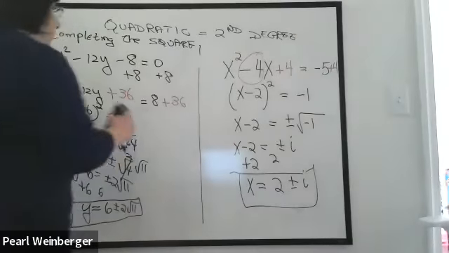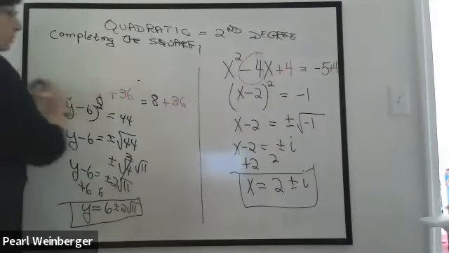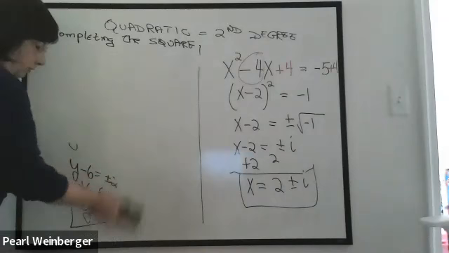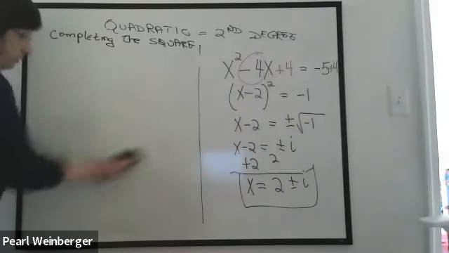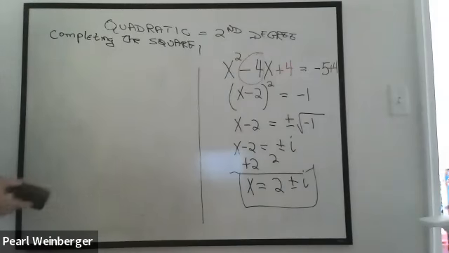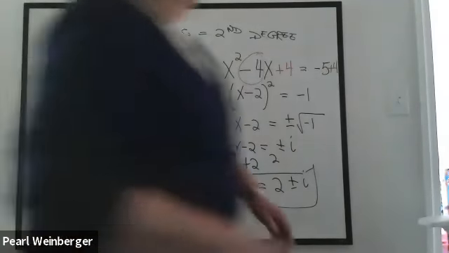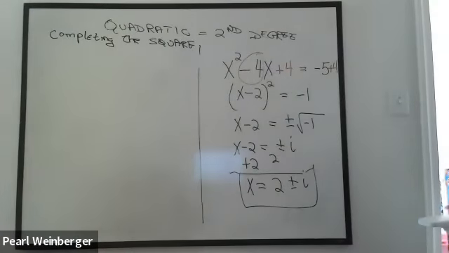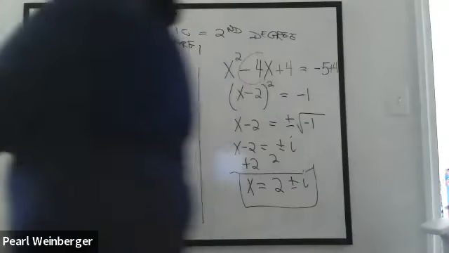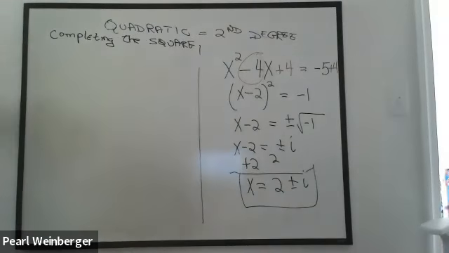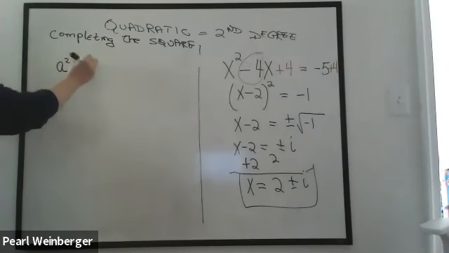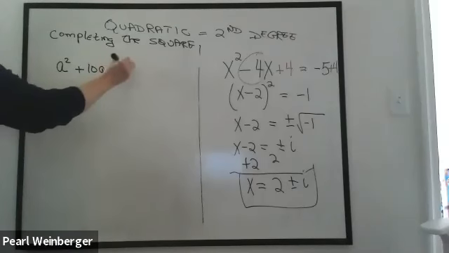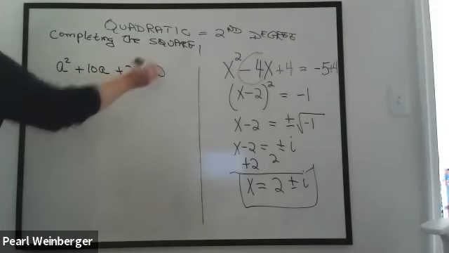Okay. Let's do one more example together. We'll do it in steps, just to remind ourselves that we know how to do this now, this completing the square method. So let's say I gave you this example: a squared plus 10a plus 22 equals 0.